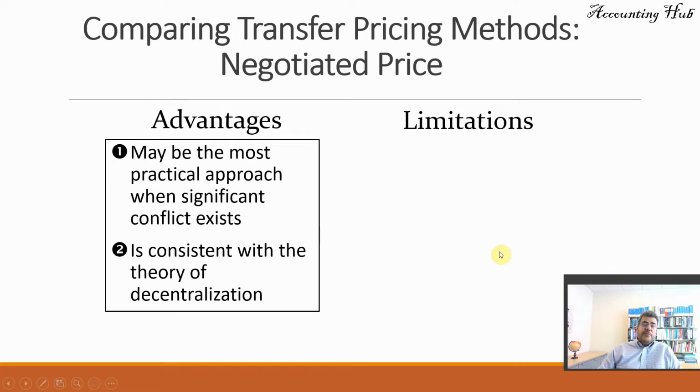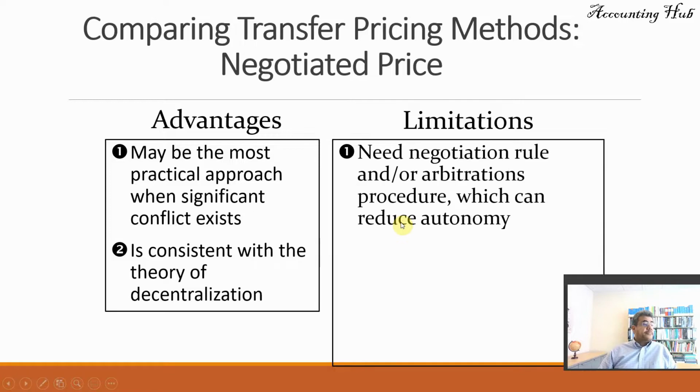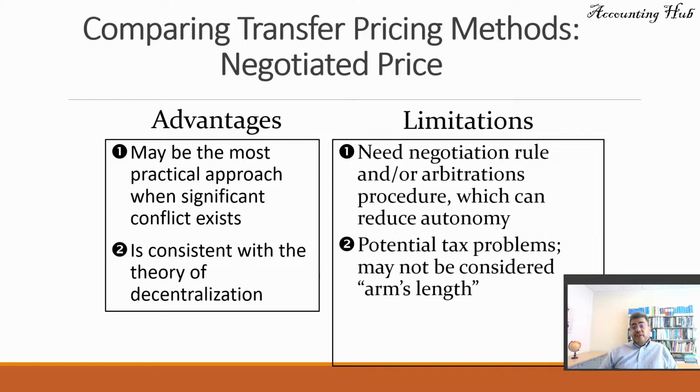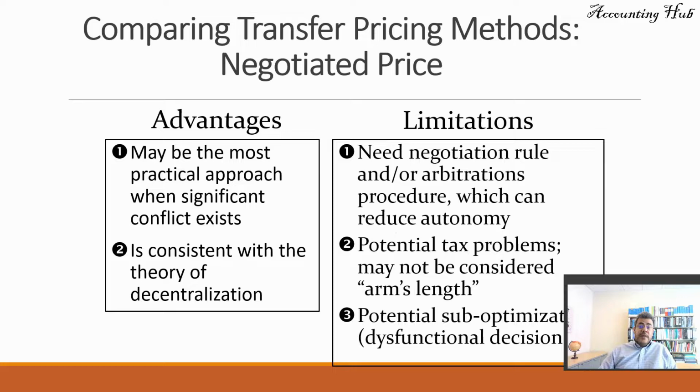And negotiated price, the best one theoretically. Maybe the most practical approach when significant conflict exists, and consistent with the theory of decentralization. However, it needs a negotiation rule and/or arbitration procedure, which can reduce autonomy and can be very time consuming as well. Potential tax problems because it may not be considered at arm's length. And potential sub-optimization, dysfunctional decisions.